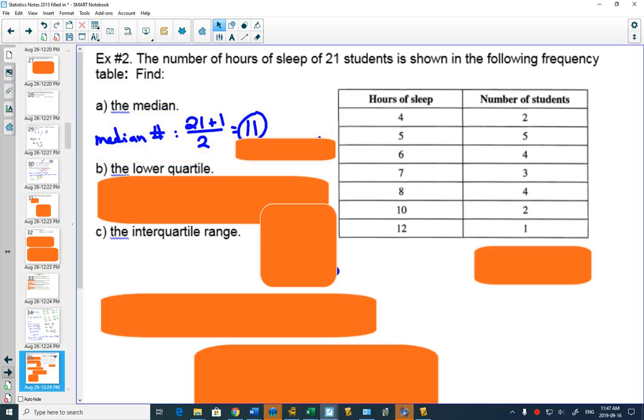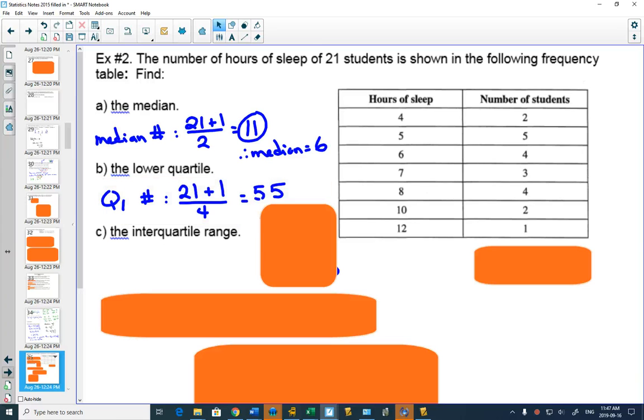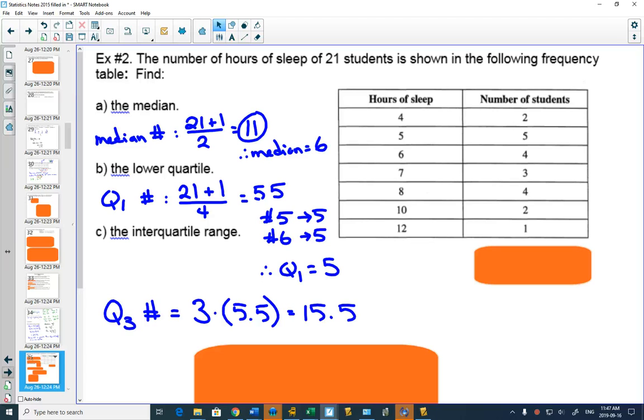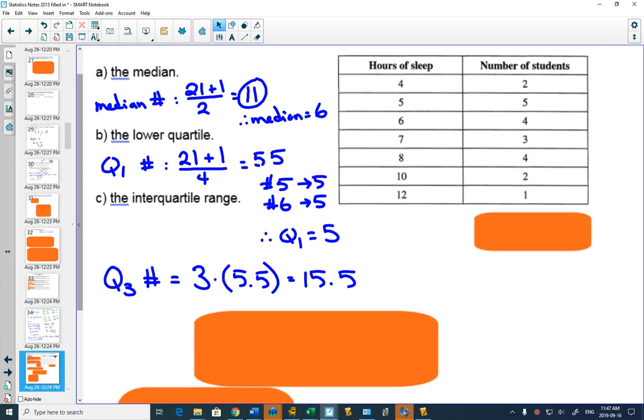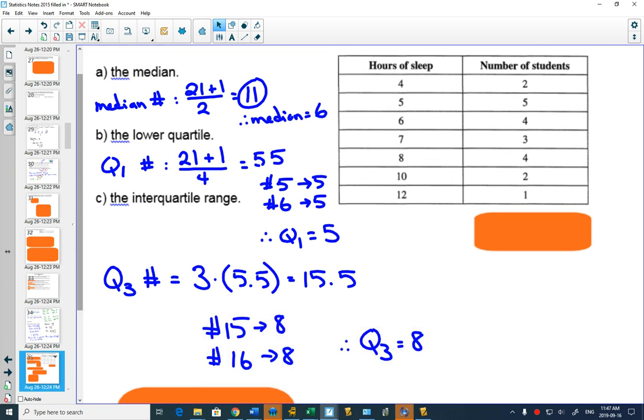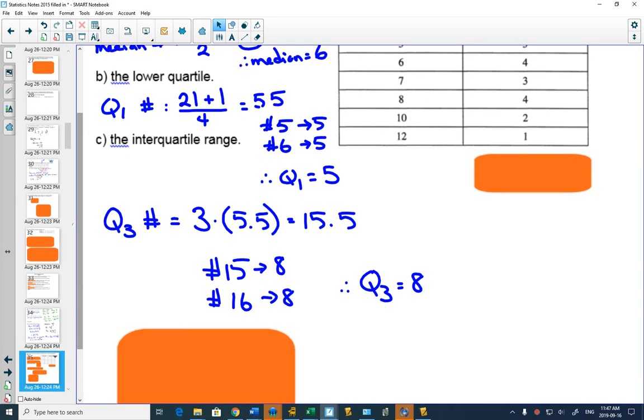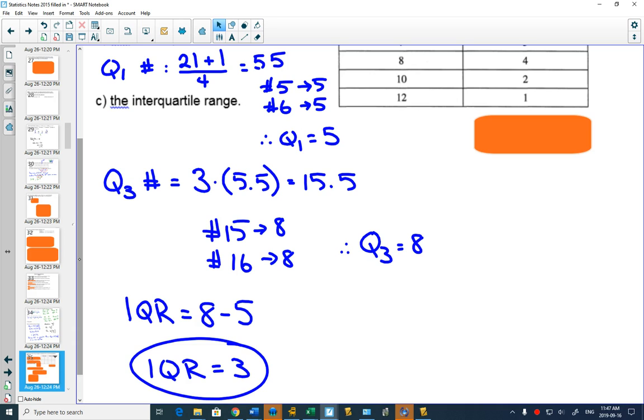The median is going to be the 11th term. That happens to be 6. The lower quartile would be the 5.5 terms, so the average of the 5th and the 6th one. Both the 5th and the 6th ones are 5, so quartile 1 is 5. Quartile 3 is going to be the 15.5 term. 15 is 8, 16 is 8, so quartile 3 is 8. And our interquartile range is 3.